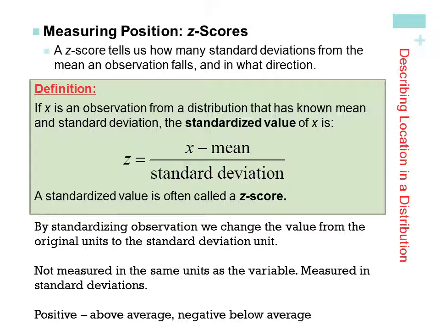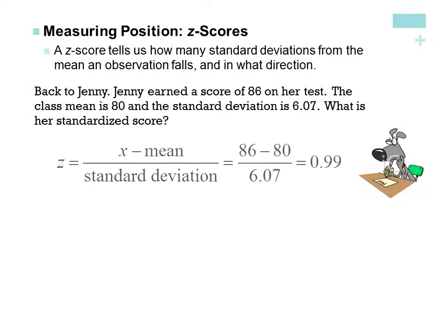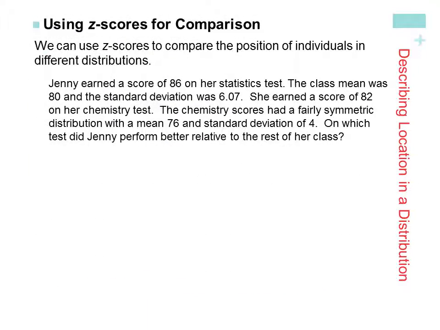It's not measured in the same units as the variable. It is measured in standard deviations. How far are you from the mean specifically? If your z-score is positive, it's above. Okay, so a z-score tells us how.